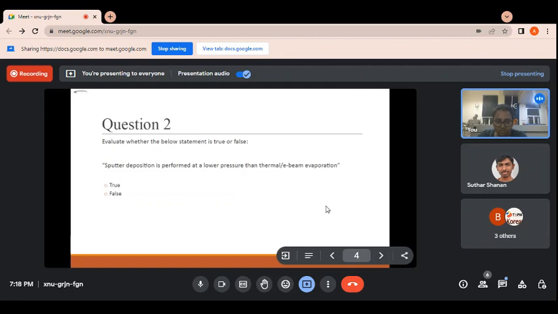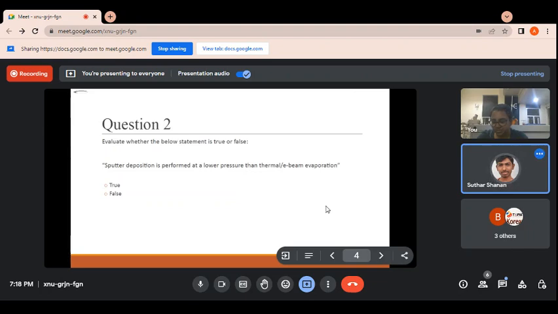Yes, the answer is false, but my question is why? Because the answer is obvious: for sputtering we need to create the environment, right? To dislodge the atoms. And for thermal, it is not mandatory to create the environment. In sputtering, we first make it vacuum, and by making it vacuum, the pressure will drop so that the normal air molecules will be removed. And then we will go for argon or xenon gases.